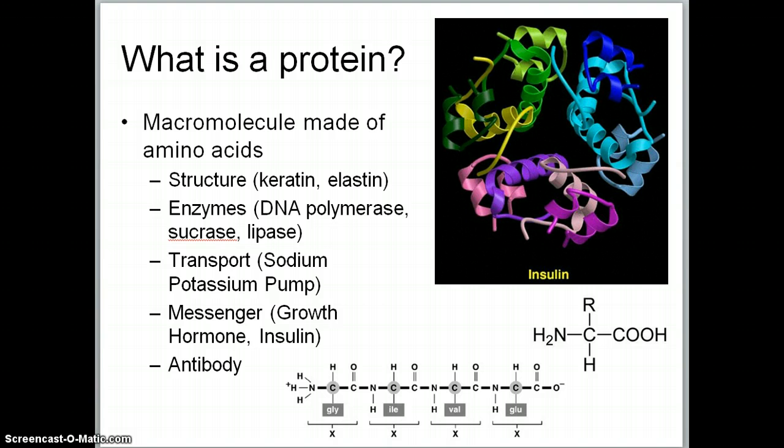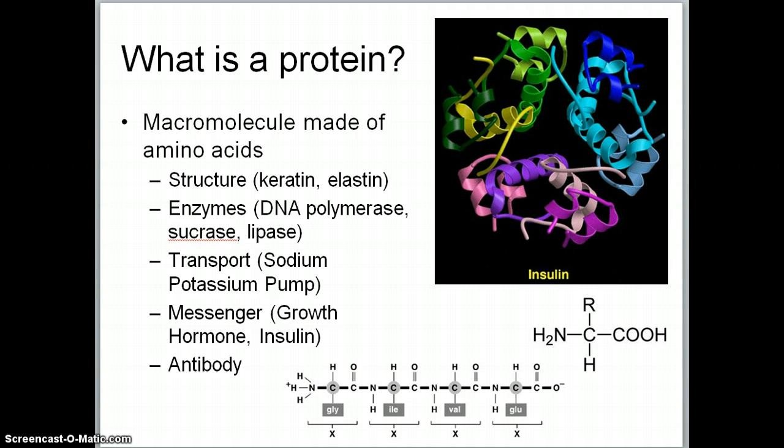So before we start, what exactly is a protein? This is the first thing you need to understand. Basically, a protein is a macromolecule made of amino acids. Amino acids are the monomer, the building blocks of a protein. If you think about Lego blocks, those little four-square Lego blocks, when you add them together, you can make a big structure. That's like the macromolecule. But the individual Lego blocks are like the building blocks of that protein, like the amino acids.